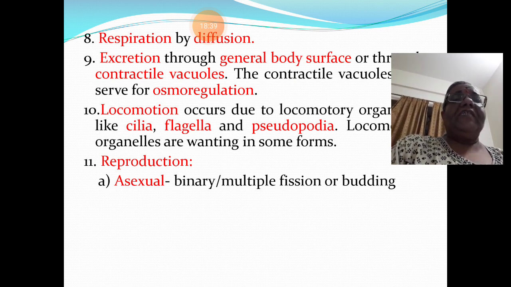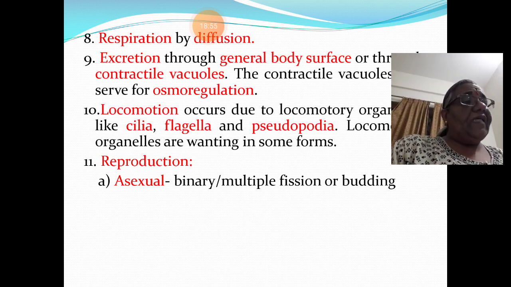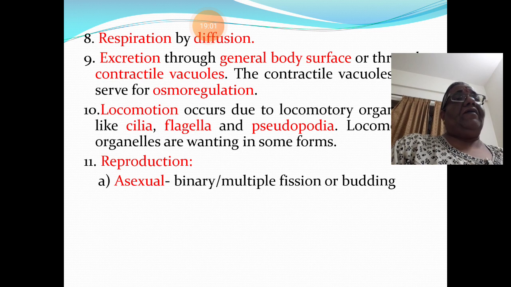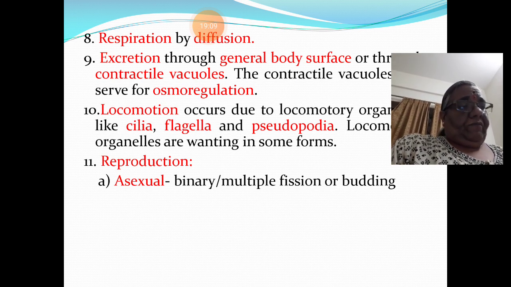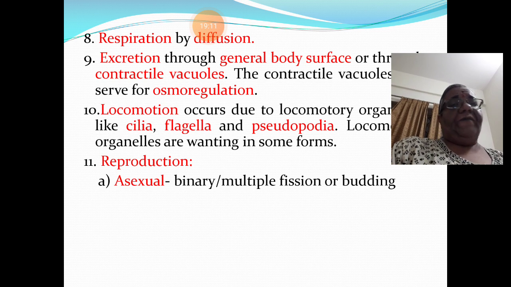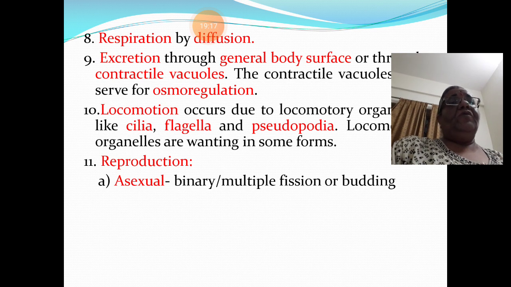Asexual reproduction takes place normally either by binary fission or multiple fission or budding. In Euglena, you see binary fission, that is longitudinal binary fission. In Paramecium, you see horizontal or transverse binary fission. In Amoeba, you see simple binary fission.